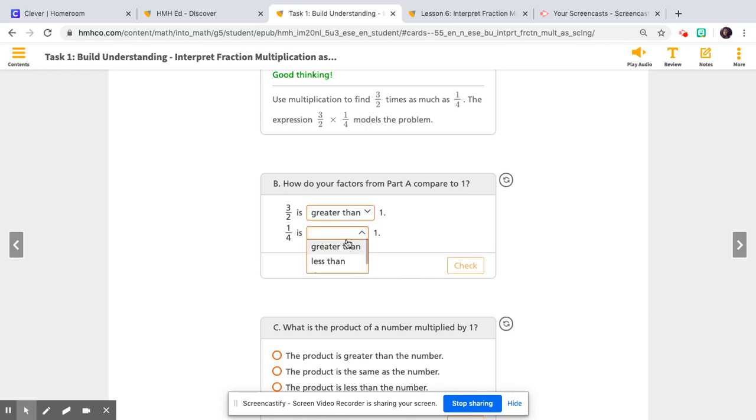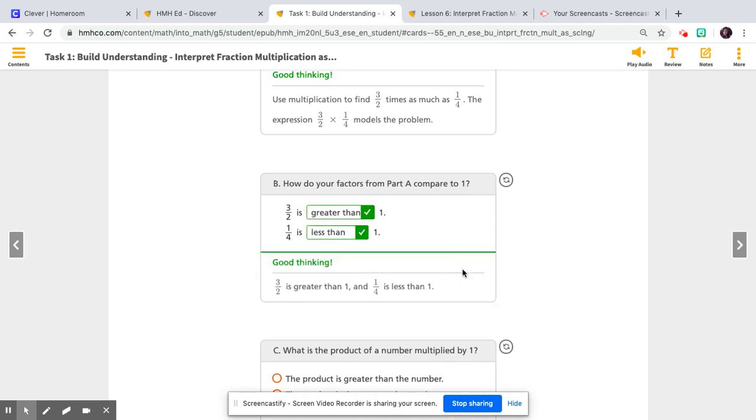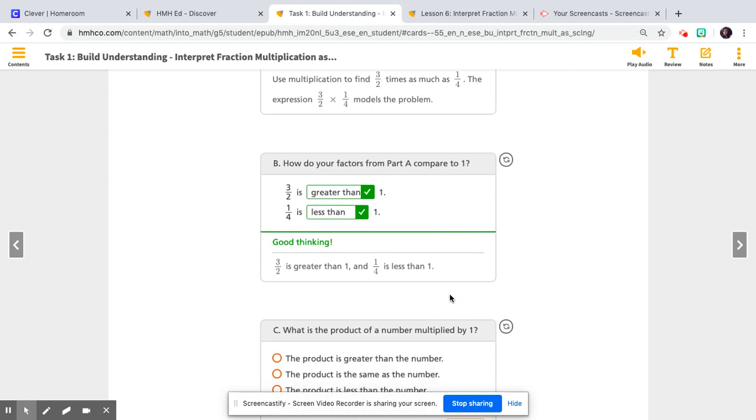Let's try 1/4. This numerator is less than 4, so it must be less than 1. If it were greater than 1, the numerator should have been greater than 4. And if it were the same as 1, the numerator should be the same as 4. So this one is less than 1. Let's check our work. That's true. Make sure you have this in your workbooks.